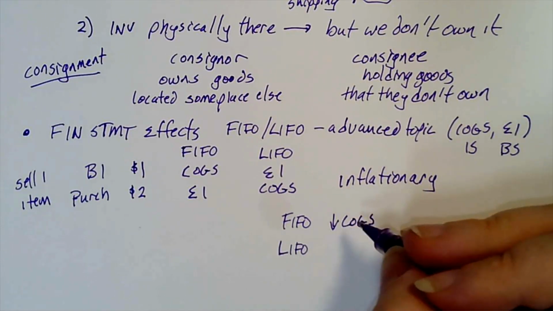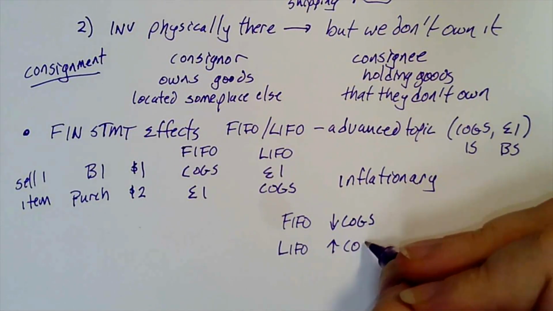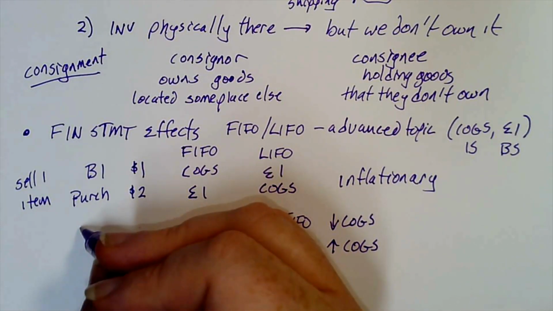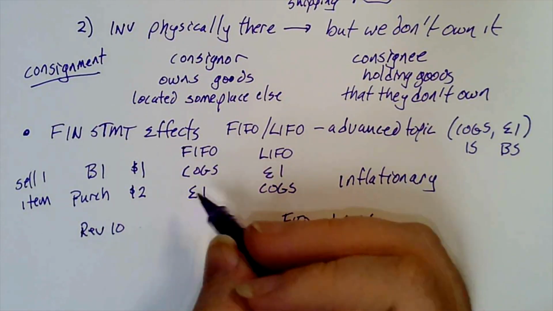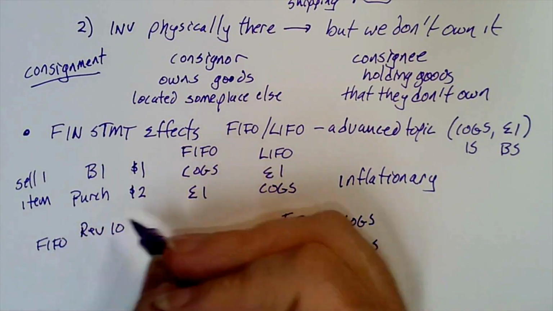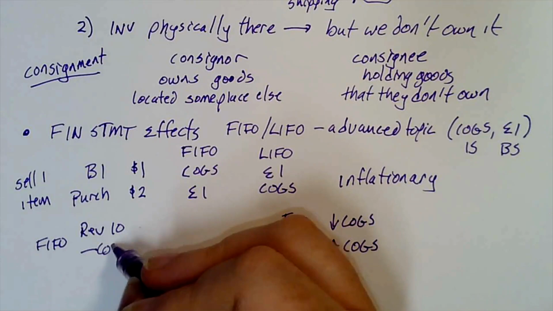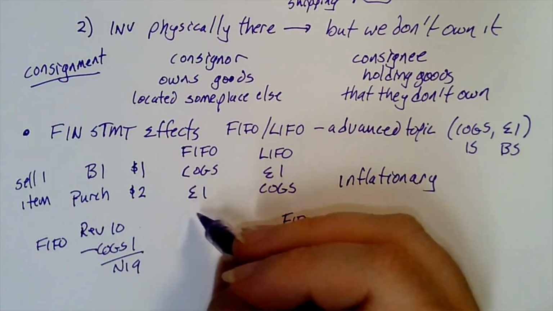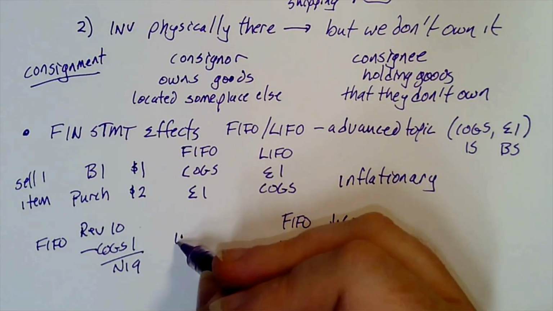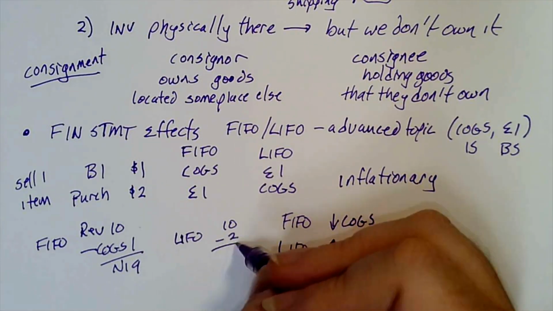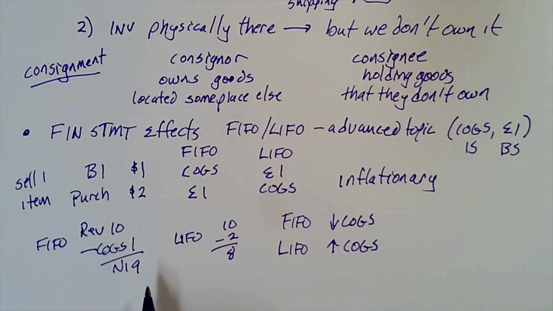LIFO, the COGS will be higher. And if I look at this from a net income point of view, let's say my revenue was 10. Under FIFO, it would be 10 minus COGS of 1, therefore net income of 9. And under LIFO, the same thing would be revenue of 10 minus COGS of 2, or net income of 8. Well, you can see here the net income is going to be higher, right?